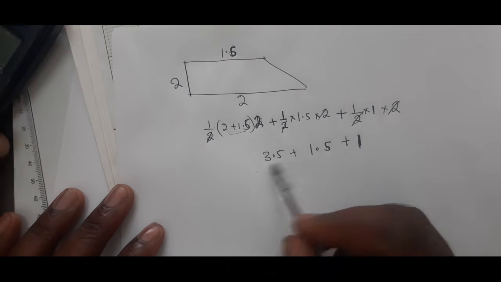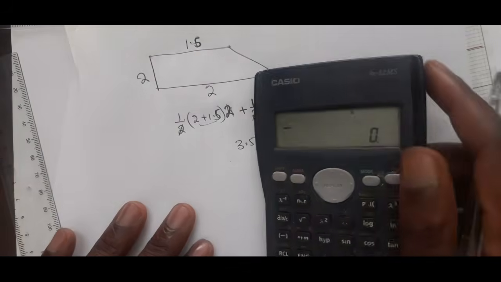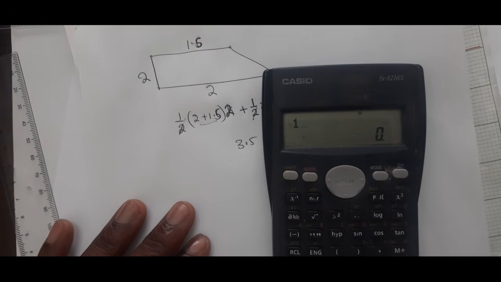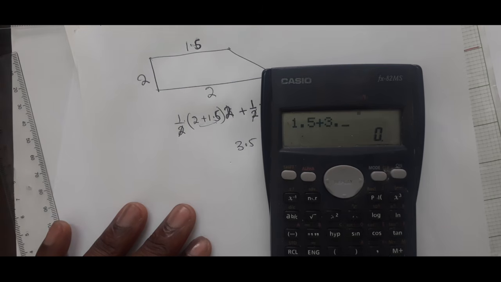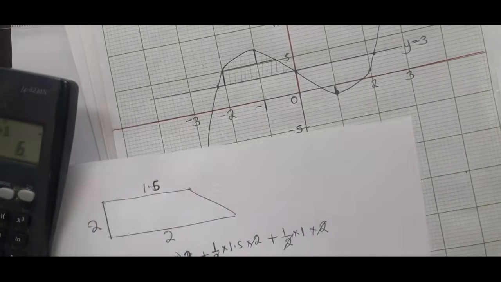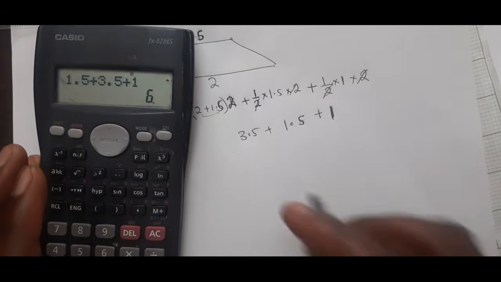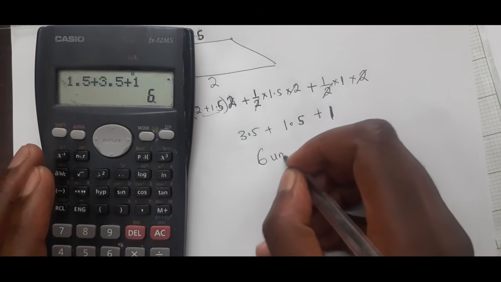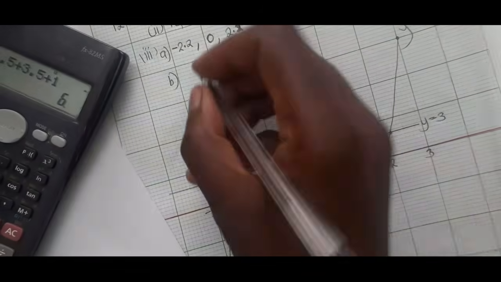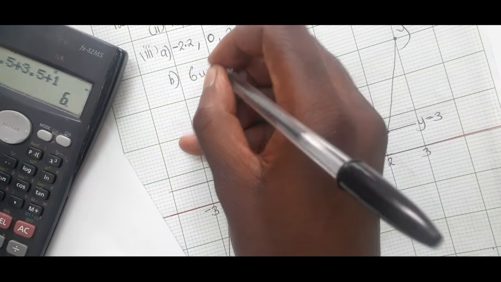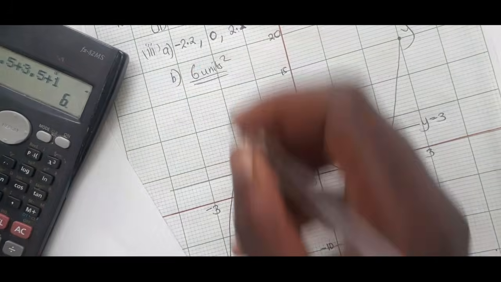This will give us 4, 5, and 6. So that's what you're getting. If you want, you can use your calculator. You have 1.5 plus 3.5 plus 1. What do you get? You're getting your 6 here. So this is going to be our 6 units squared. That's what we're going to get.